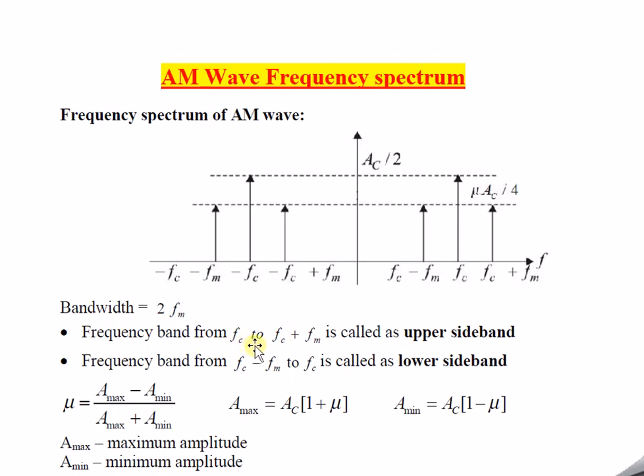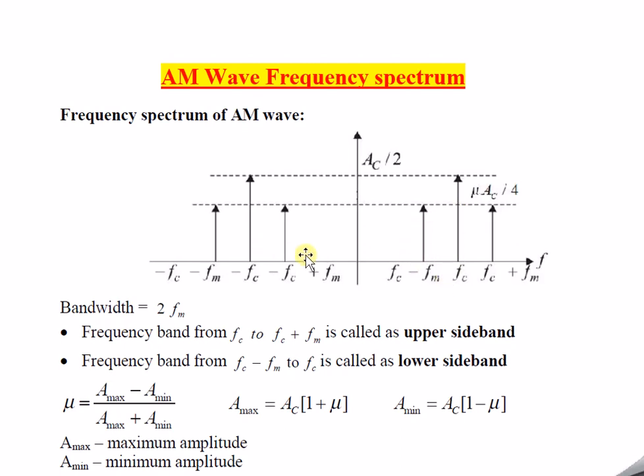So the frequency band from FC to FC plus FM. What is FC? FC means carrier frequency. FM means modulating signal frequency. So this is FC to FC plus FM. That means FC to FC plus FM, this particular area, is called the upper sideband. And FC minus FM to FC is called the lower sideband. So this is called the upper sideband and this is called the lower sideband.